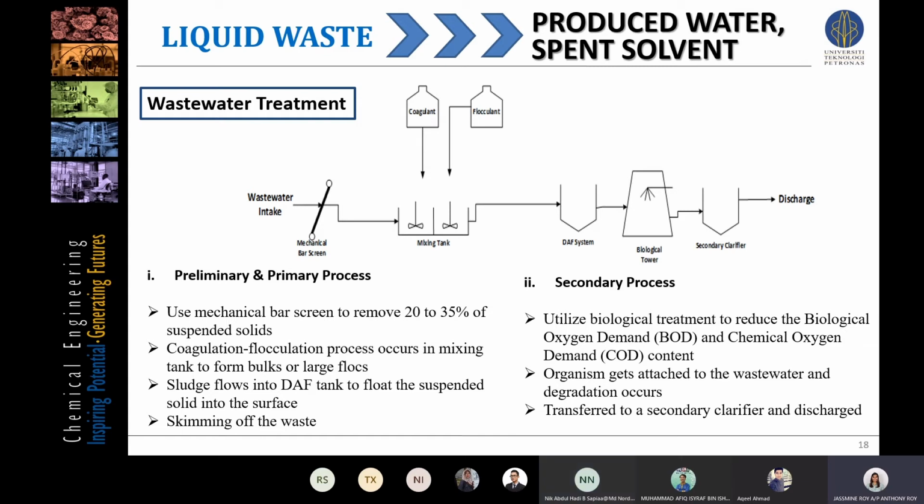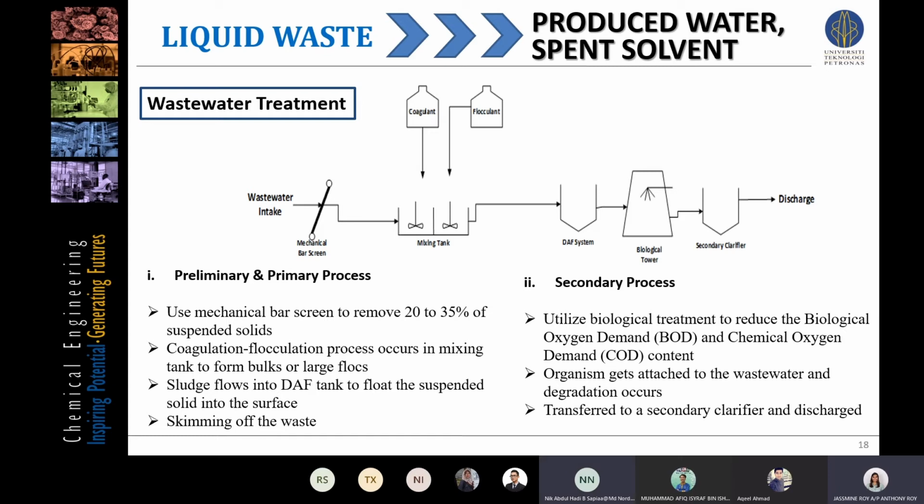It gets treated in the mixing tank, with the coagulant and the flocculant. So when coagulant is added, there'll be a skimming process. The oil droplets will get attached to the coagulant and flocculant, and they float up to the surface, the DAF, and a skimmer will skim off the waste at the top. And that is most likely kept in a storage tank rather than being disposed out in the water mediums.